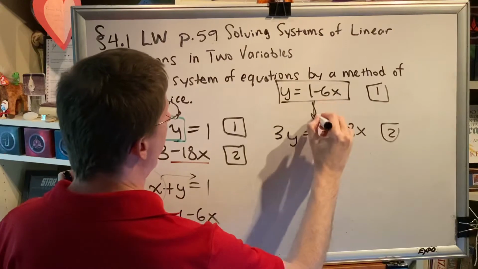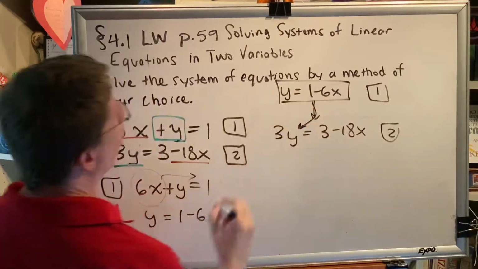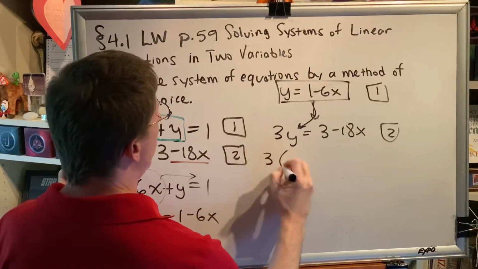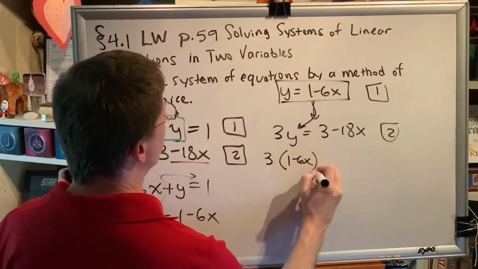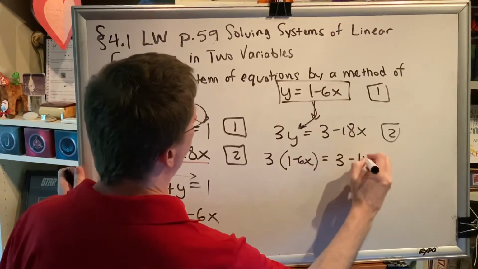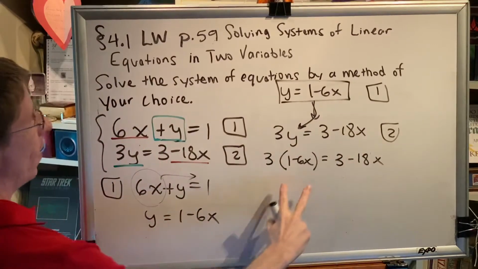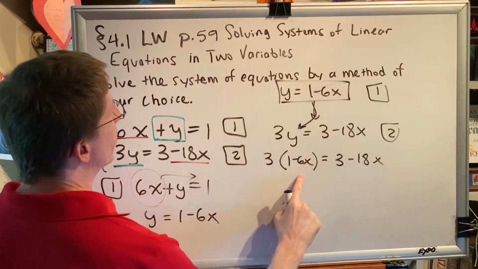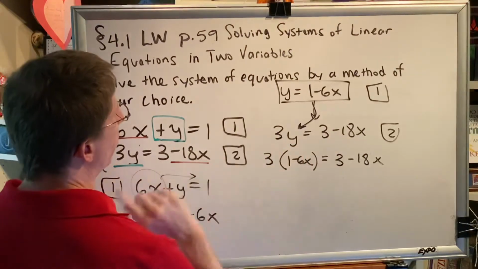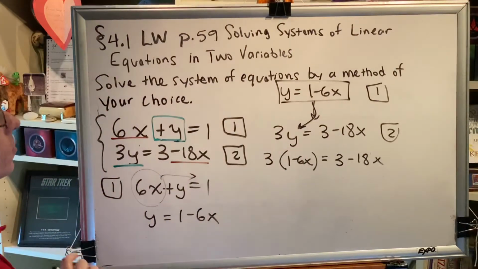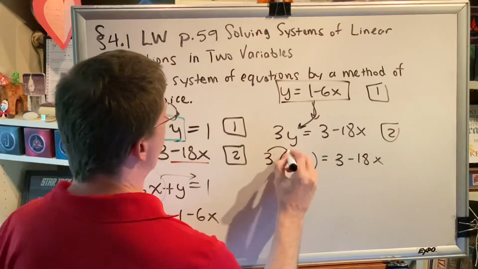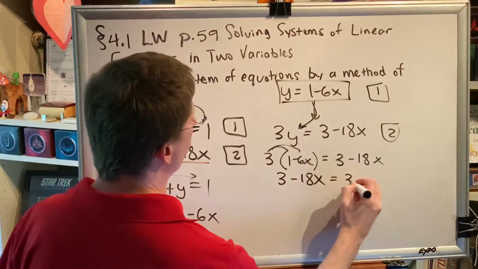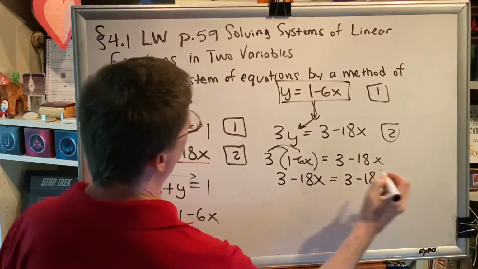So this value of y, this expression for what y equals, is going to go into our equation. So we get 3 times 1 minus 6x in parentheses equals 3 minus 18x. The parentheses are required because we are replacing this y with something new, and this y has a multiplying neighbor, therefore meaning parentheses are required. All right, now we distribute, and we get 3 minus 18x equals 3 minus 18x.